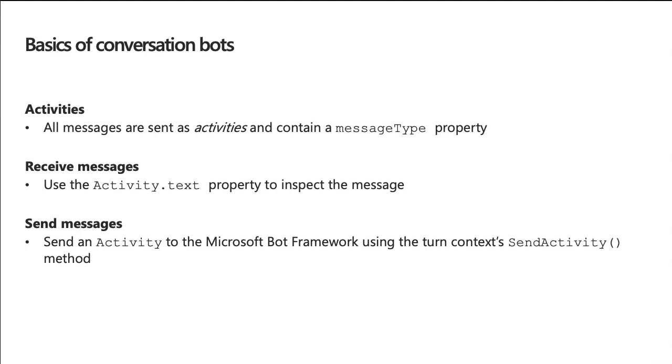To receive a text message, you're going to use the text property of the activity object. In the bot's activity handler, you use the turn context activity object to read a single message request. And to send a text message back to Microsoft Teams, you specify the string you want to send as part of an activity and then call the send activity method to send that response back.